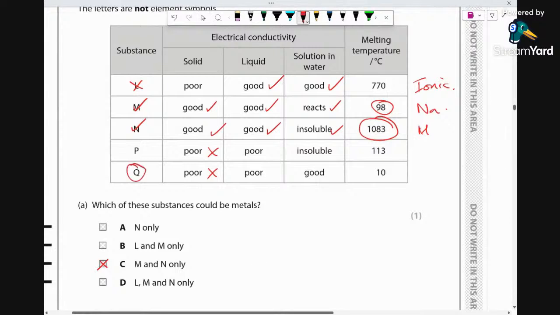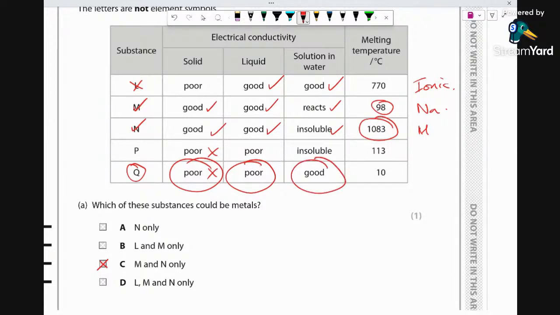Q. The reason for this is because it's a poor conductor when solid, so this suggests covalent. It's a poor conductor when liquid, so it's not conducting when molten. This, again, is something like wax. But then what's really interesting is it's a good conductor when dissolved in water.